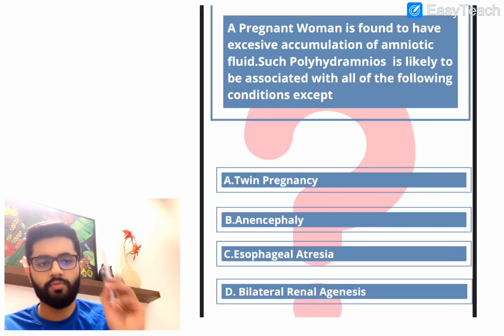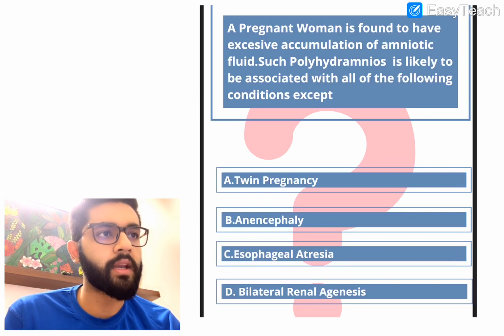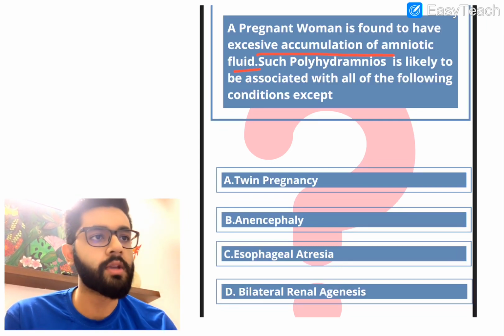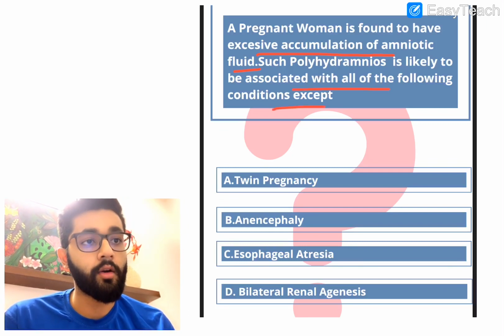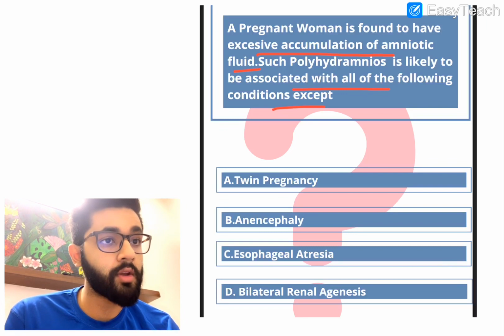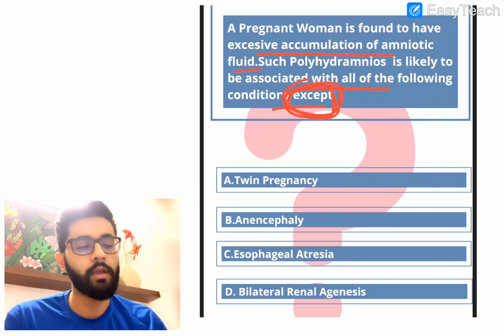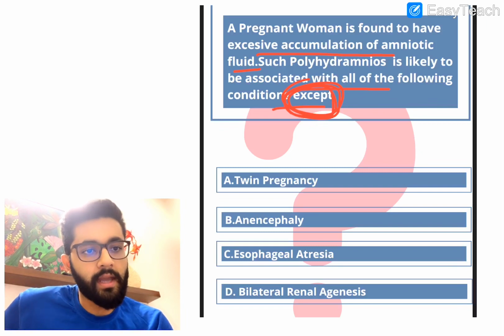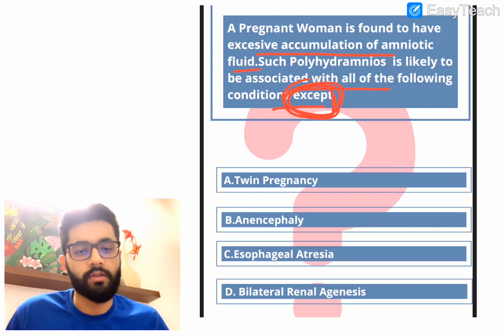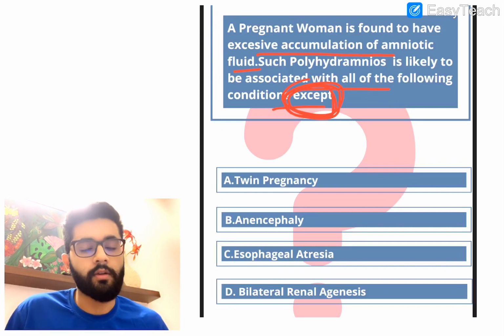Before we finish, my last question: a pregnant woman is found to have excessive accumulation of amniotic fluid, namely polyhydramnios. Such a condition is associated with which of the following? It is associated with all of the following conditions except, so it is not associated is what we are looking for. A, twin pregnancy; B, anencephaly; C, esophageal atresia; D, bilateral renal agenesis. A few seconds, pause, think.